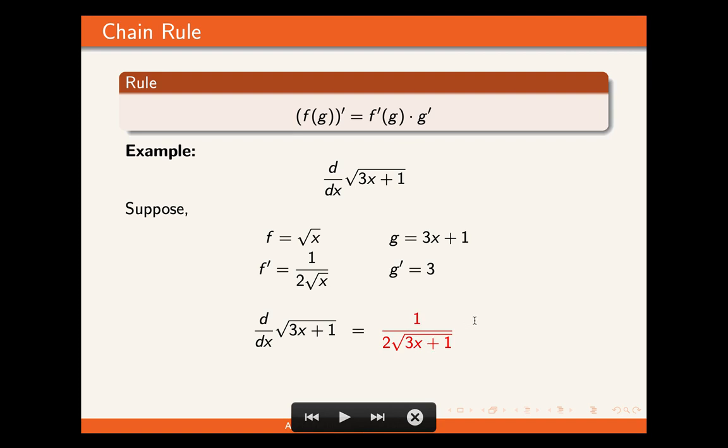Now we need to multiply by the derivative of g, which is just times 3. We are done. This is the derivative of the square root of 3x plus 1 by using the chain rule. If we want to rewrite this, we can multiply 3 by 1 to the top. So we have 3 divided by 2 times the square root of 3x plus 1 as the derivative of the square root of 3x plus 1.